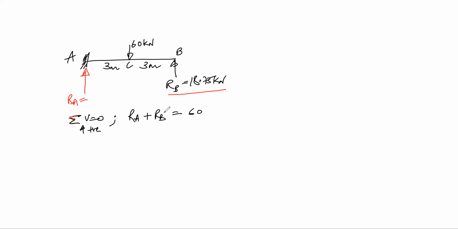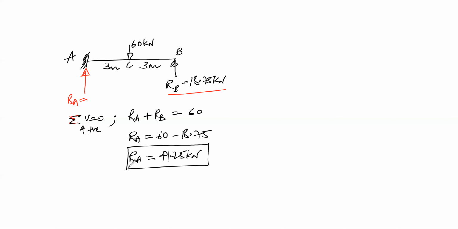So I know RB is 18.75. So RA will be 60 minus 18.75. So I know RA is equal to 41.25 kilonewtons. So this is RA. So once you know RA and RB, you can draw the shear force diagram. And to draw the bending moment diagram, you have to calculate moments at various points in the structure. So I know B is an end support, so the moment is going to be 0 there.